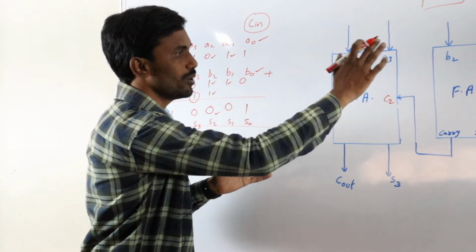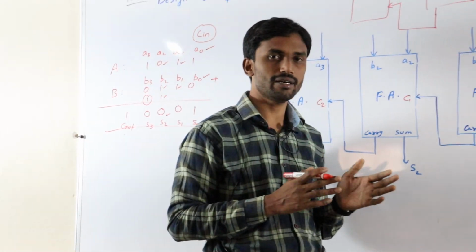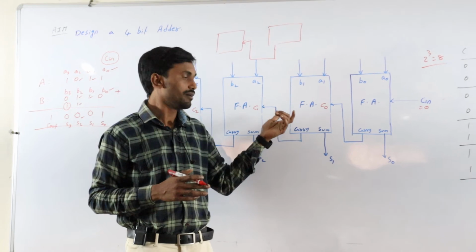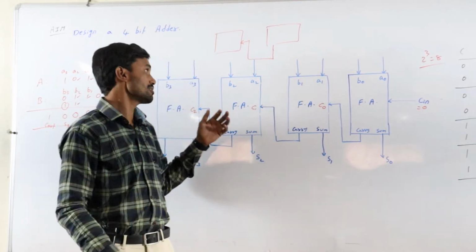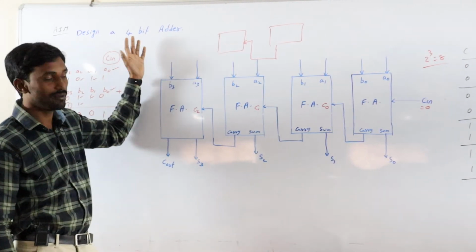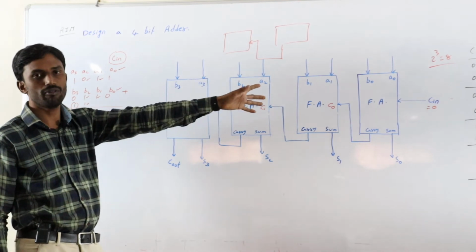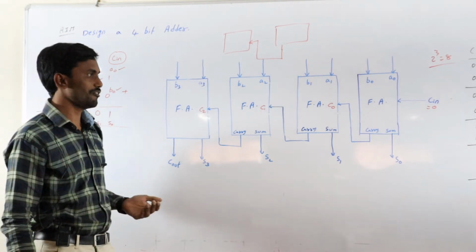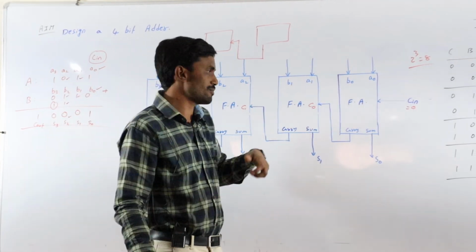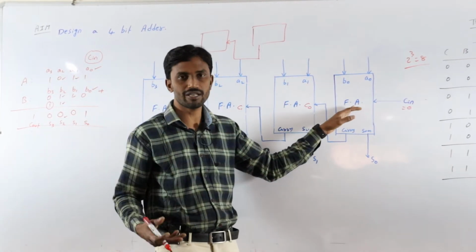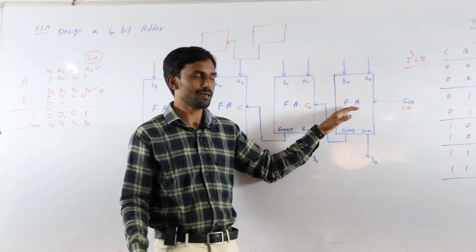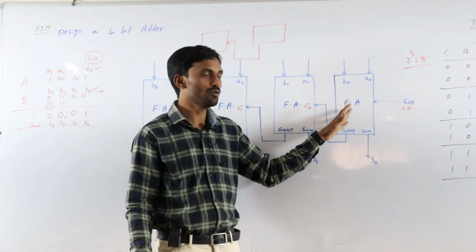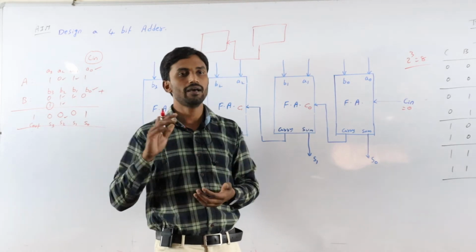In this way we can design a 4-bit binary adder using normal full adders, which are 3-bit. For example, for the first stage you could use a half adder also, but it is better to always use a full adder. In that way you can use it in any stage of the adder.